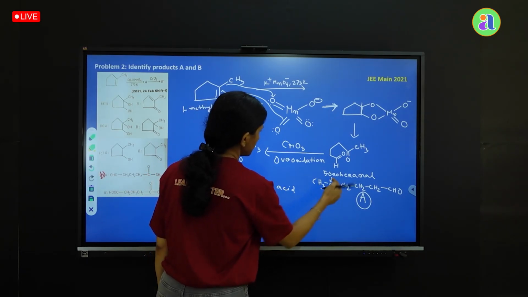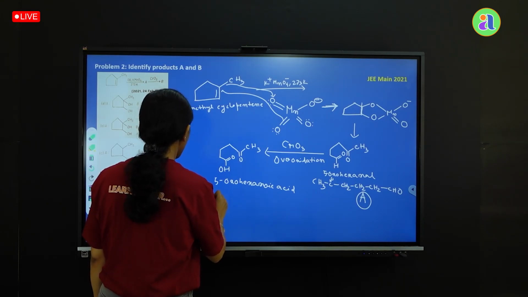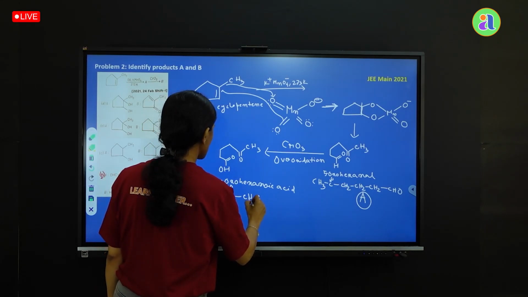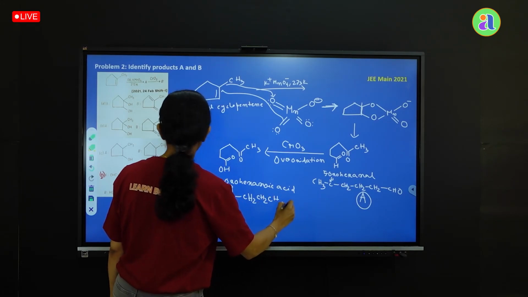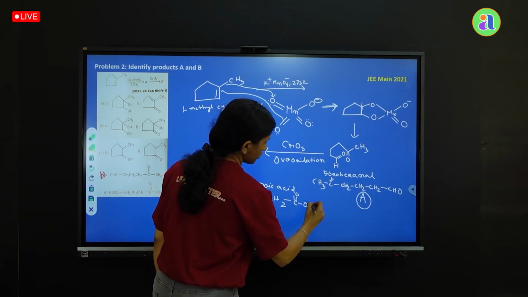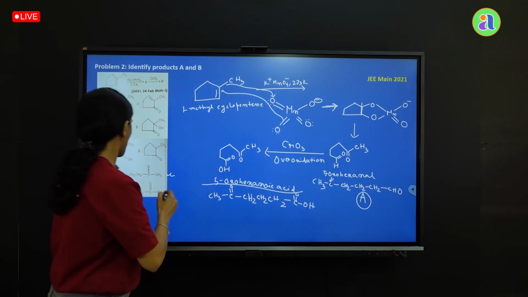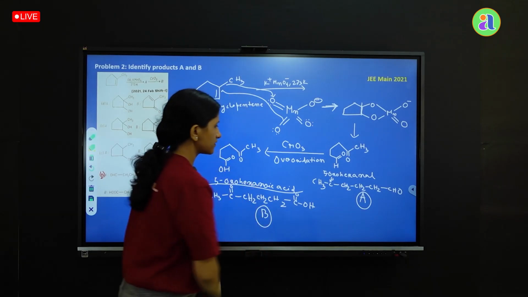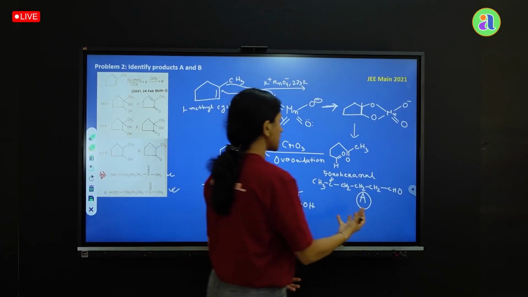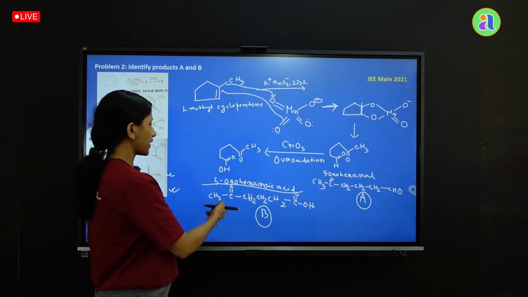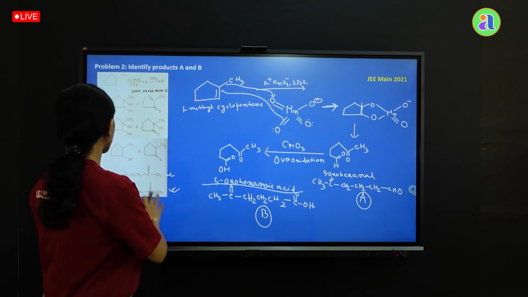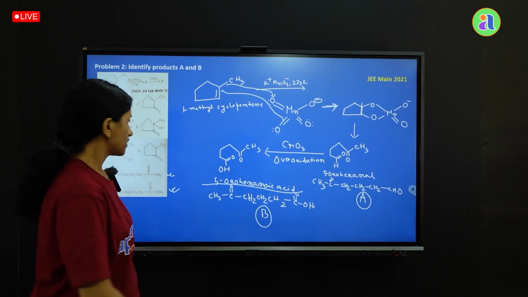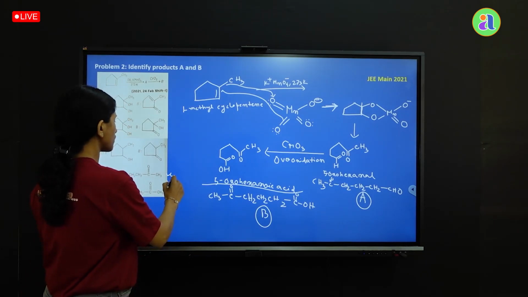Now if you write it in this manner, you will end up with CH3CO CH2 CH2 CH2 COOH. This is 5-oxo-hexanoic acid, and this is nothing but what has been given here as B, right? So this is the product B of this reaction. So we have already identified the product A as 5-oxo-hexanal and the product B as 5-oxo-hexanoic acid, which is given in option D. From the options which are given, we can say that option D is the correct option. Simple.